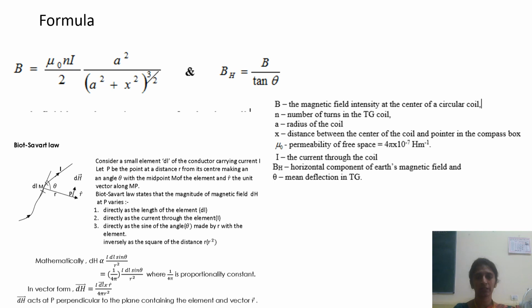Mathematically it is written as dH is proportional to I into dl into sin theta divided by r square. When we remove the proportionality sign, we get a constant, which is 1 upon 4 pi. This is the magnitude. If I want to write it along with the direction in vectorial form, dH can be written using this formula: 1 upon 4 pi r square remains the same, and dl into sin theta can be written as the cross product of dl and r.